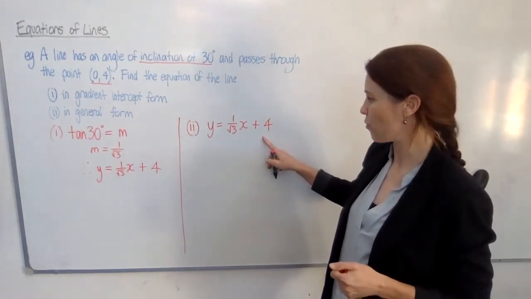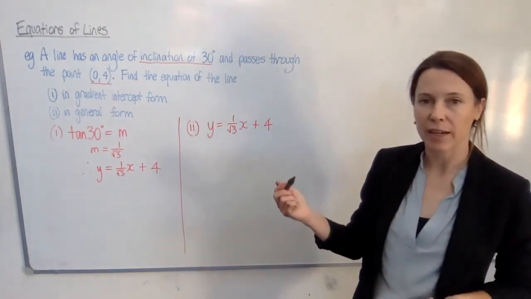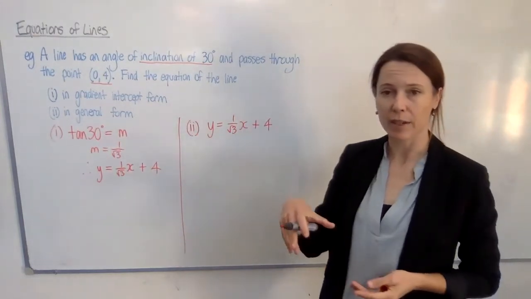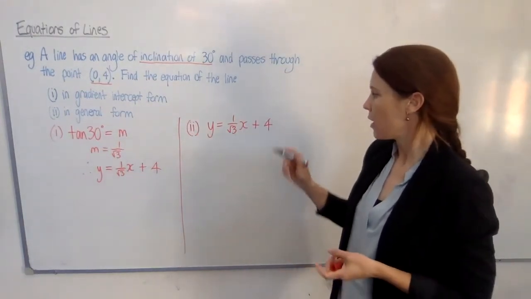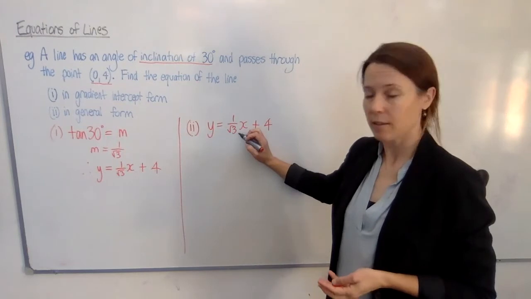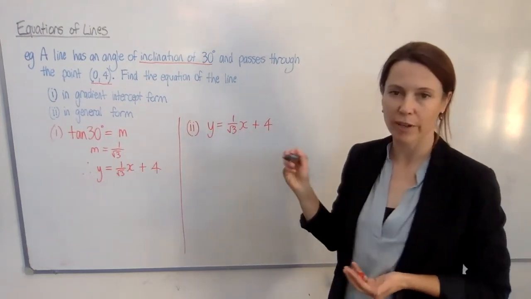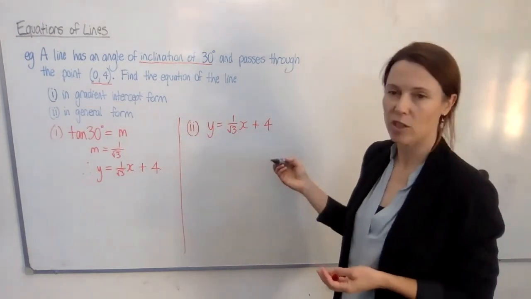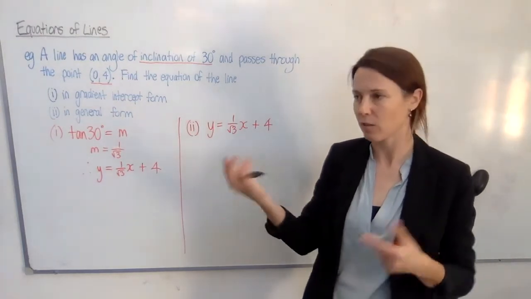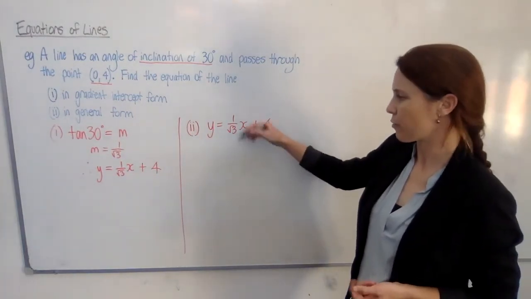Now for part 2, it makes sense to start with your gradient intercept form and then manipulate it to get it in general form. Now I need three things. I need all of the terms to be on the same side with 0 on the other side. I need a positive number of x's, and I also need to make sure there's no fractions in it. So it doesn't make too much difference which of those three things you do first. They all need doing. Let's start by getting rid of the fractions.